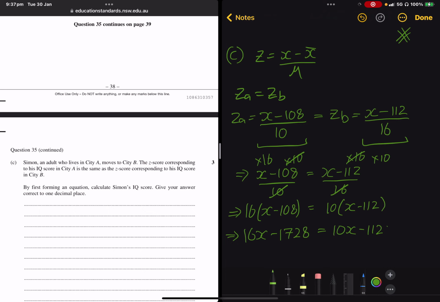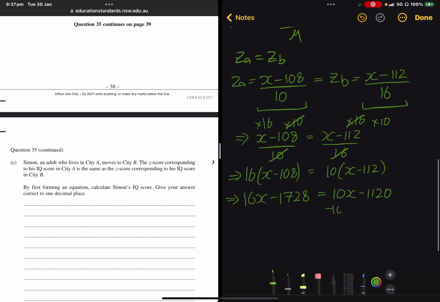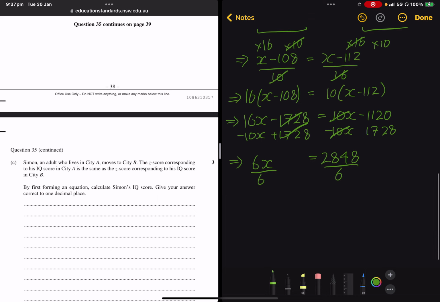That's 1120. We're going to minus 10x from both sides. 10x. We will add 1728 to both sides. Cancels these, cancels these. This gives us 6x is equal to 2,848. Divide both sides by 6. And we will find that x is equal to 2848 divided by 6.